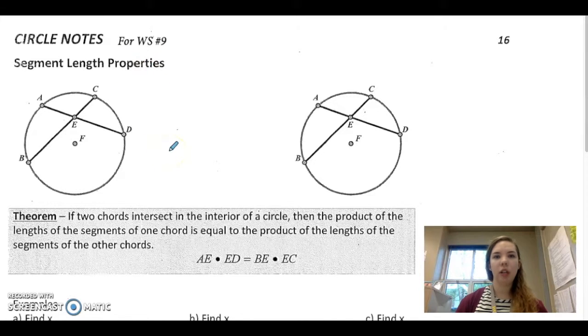Okay, today we're finishing up our circle properties. Just FYI, since we had so many snow days, we're kind of short on time. So we're not going to have a formal test over just this chapter, but you will be tested over it on the final, which will be starting next Friday.